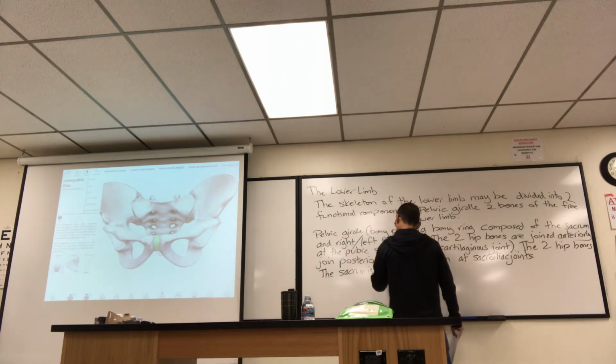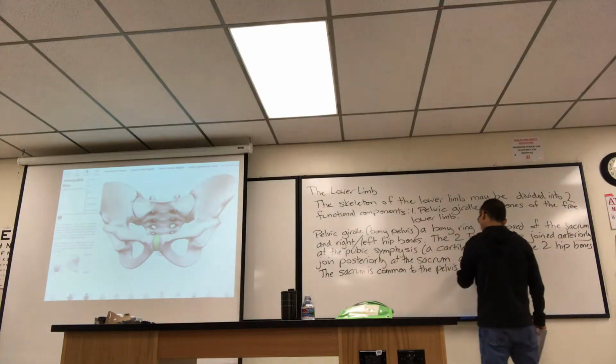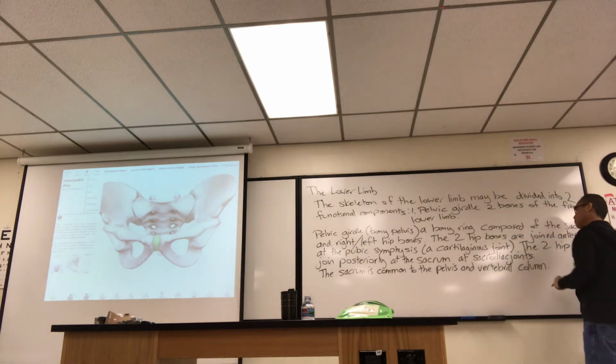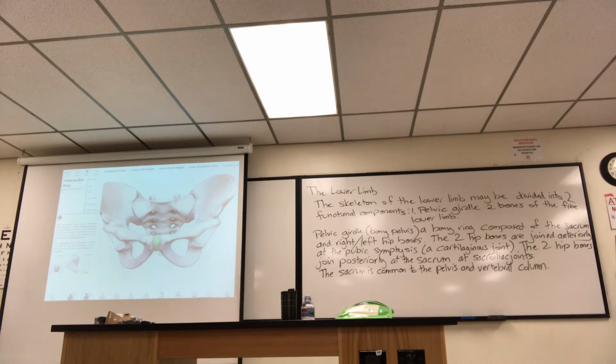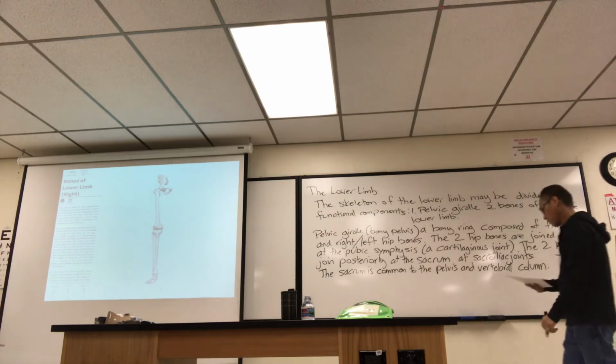Sacrum is common to the pelvis and vertebral column. So that's the pelvis. Let me show you what's meant by bones of the lower limb. People know what that is. You can see it on the skeleton. Bones of the thighs and the legs, includes the hip bone. So let me reset. Turn off the connective tissue. Let me just go lower limb on one side and isolate it. There you go. That's it. That's the arrangement of the bones of the lower limb.